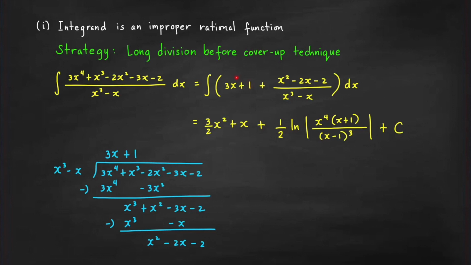And we can easily integrate this, which is equal to 3 halves x squared plus the integral of 1, which is just x, and the integral of this one we found a while ago. So this is just 1 half ln of the absolute value of x raised to 4 times the quantity x plus 1, all over the cube of x minus 1, and then plus the arbitrary constant c.